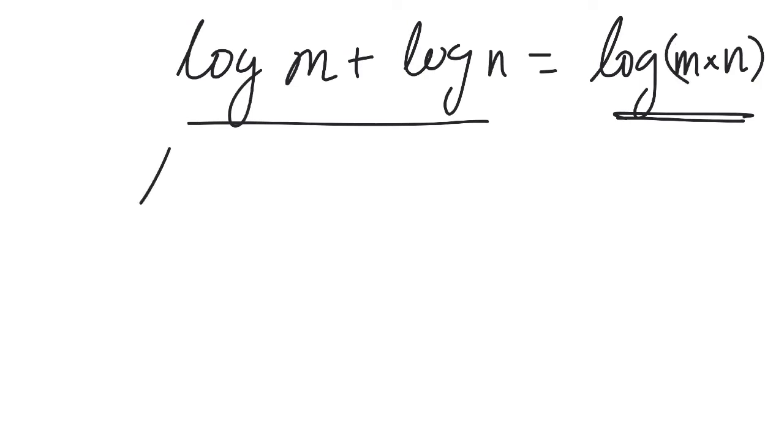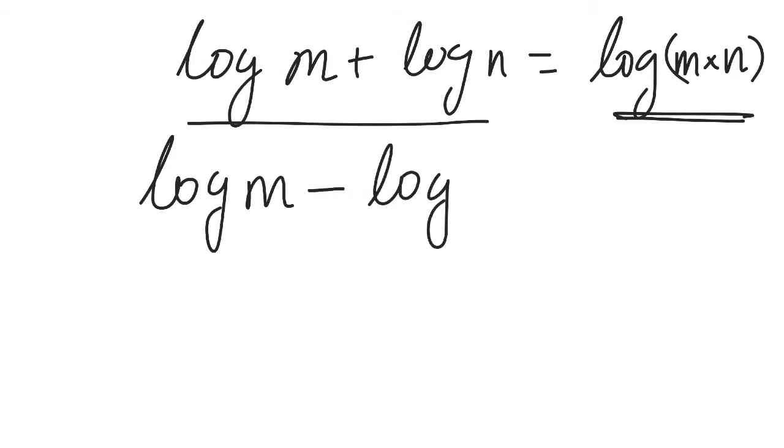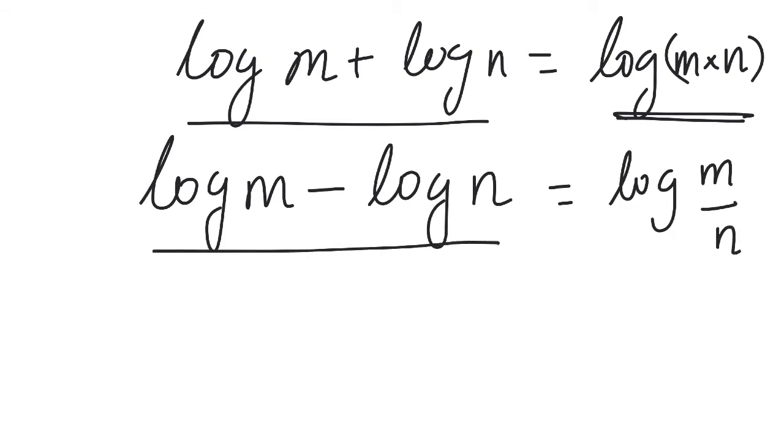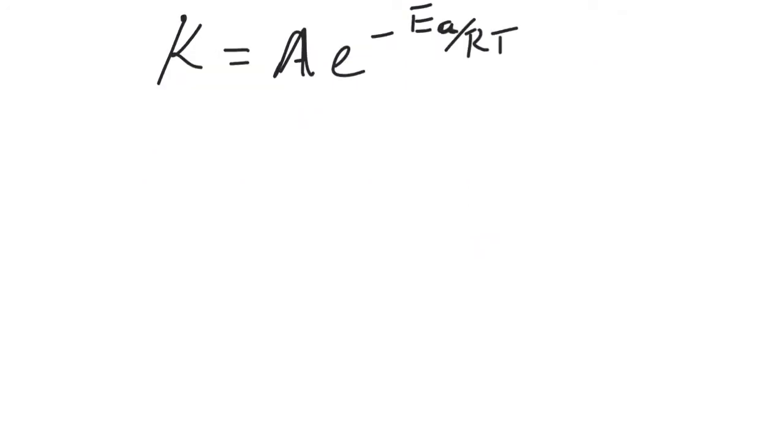Okay, so you also need to know log m, take away log n to the base 10 or e, gives you log m over n. What that means is if you get an expression like this, you can simplify it like this. Okay, so that's useful to know for the next stage. So let's start with this expression here. As you can see, this is the original form of the Arrhenius equation. Now this can be rewritten as this.